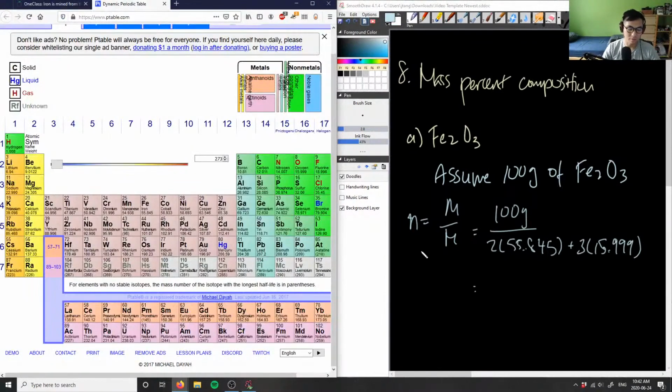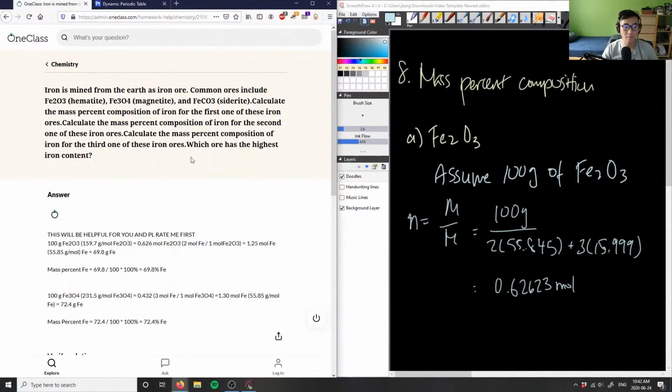So let's check our answer here, which is good. They have also 0.626. Maybe I'll add more decimals: 0.62623 moles. Then we can look at our mole to mole ratio. We have 0.62623 moles of this entire compound. However, how many do we have of specifically iron? We care about the iron.